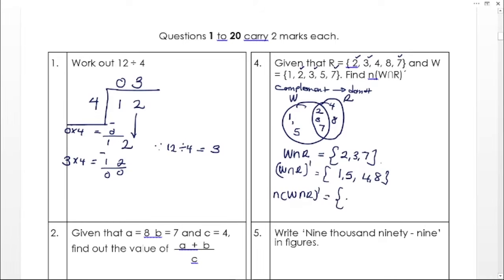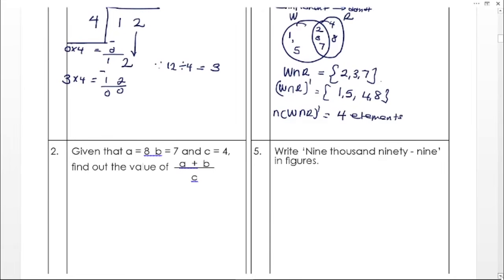What is here? We count them. So we are now going to set the number. How many are they? 1, 2, 3, and 4. So there are 4 elements. As simple as that. Okay, now let us get another question here.